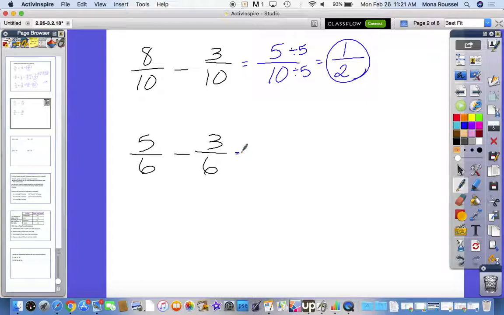In 5/6 minus 3/6, we subtract: 5 minus 3 is 2. The denominator 6 stays the same. 2/6 is not an improper fraction, but both 2 and 6 can be divided by 2. So we have to simplify this to 1/3, which is in simplest form.